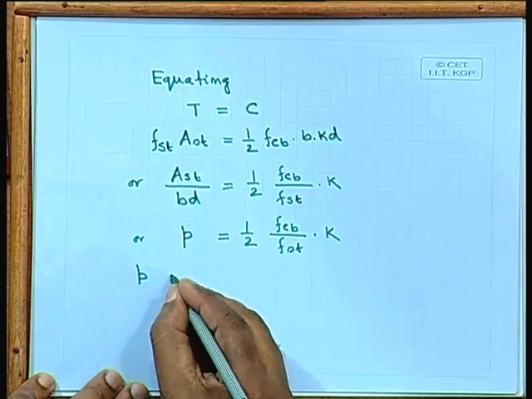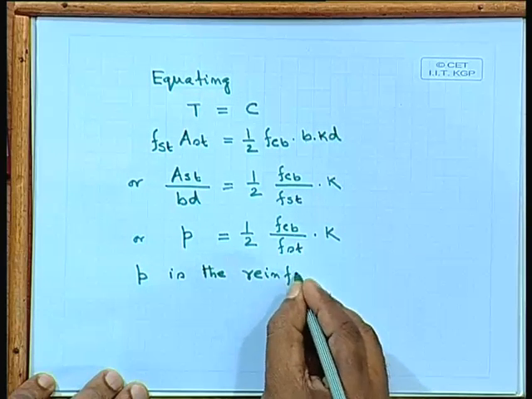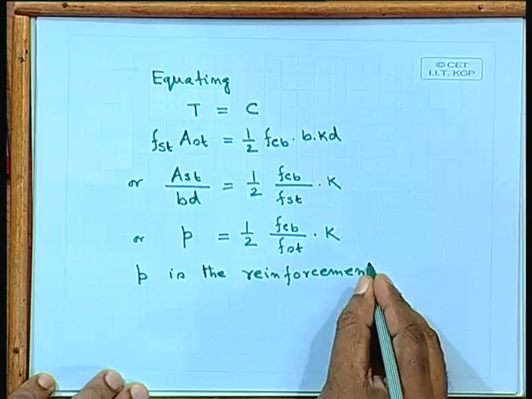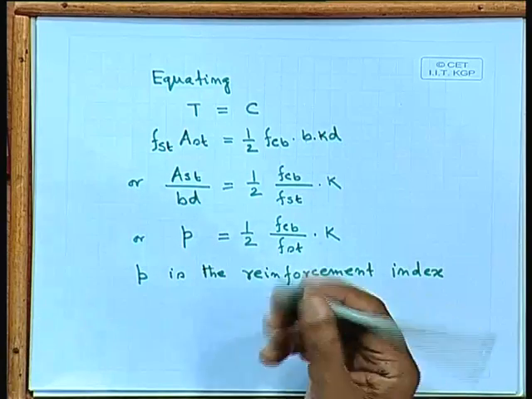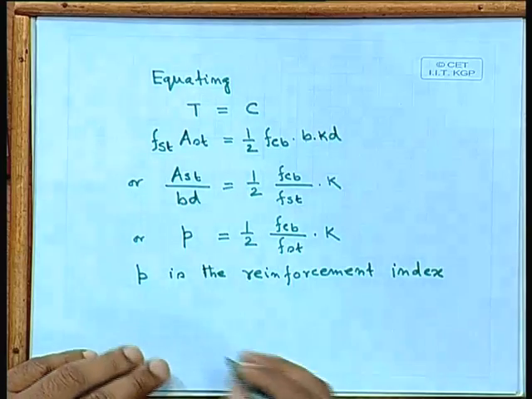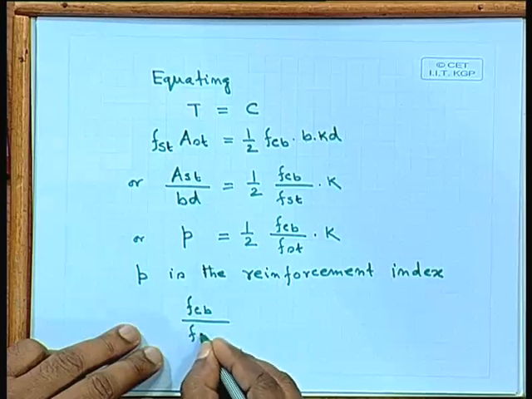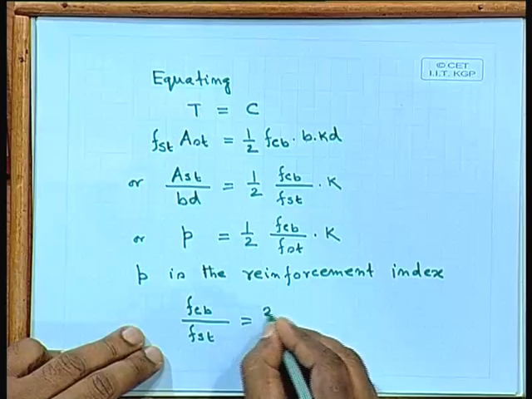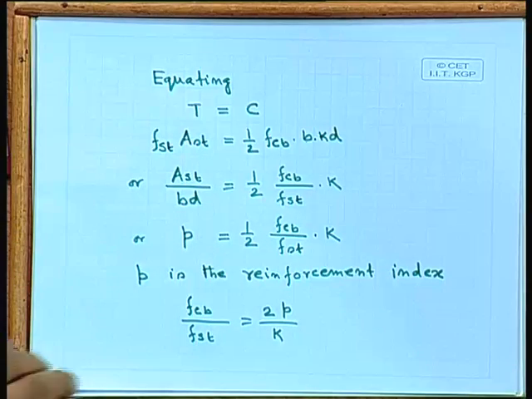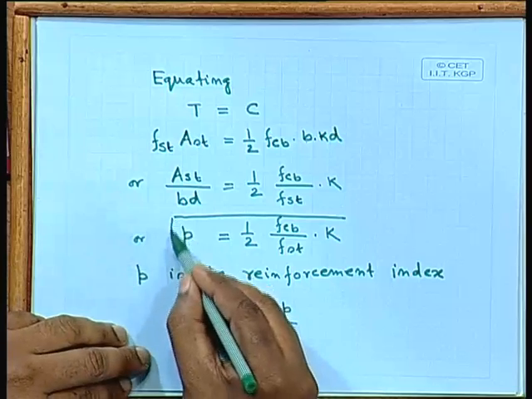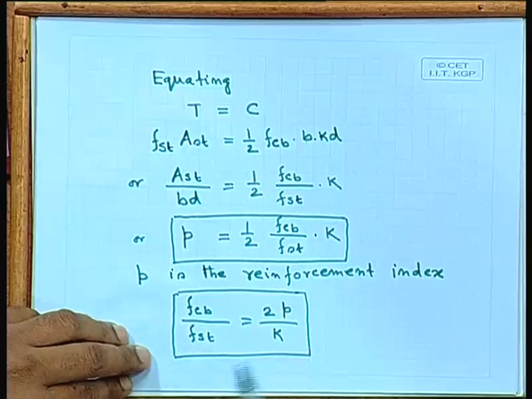This p is called reinforcement index. So, this is reinforcement index. We can get it from the percentage of steel also, you can find out the percentage of steel from there. Also we can get it from this equation, fcb by fst will be equal to 2p by k. We can also rearrange the equation the other way and specify this equation.